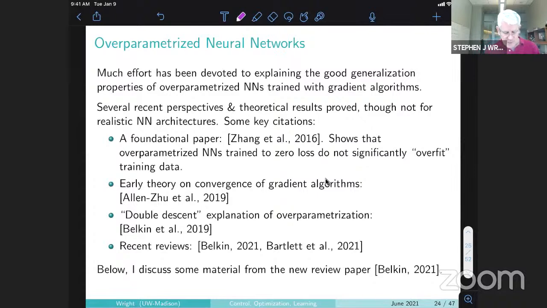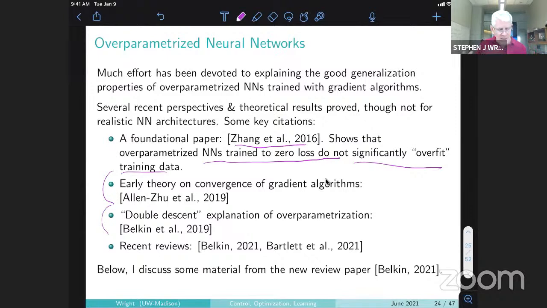One of the foundational papers is this one by Moritz Hardt, Ben Recht, Oriol Vinyals, Samy Bengio, and Zhang, I think, were the authors. And they showed that over-parameterized nets trained to zero loss don't seem to significantly overfit the training data. They still have good prediction properties. There was some early theory from 2018, 2019, showing that if you ran a gradient method on a neural net with a single hidden layer, it reliably would find a global solution, and they could explain why that happened theoretically.